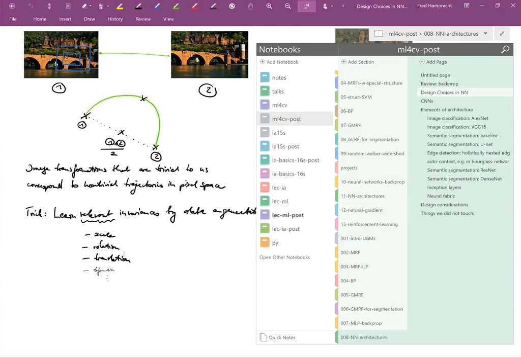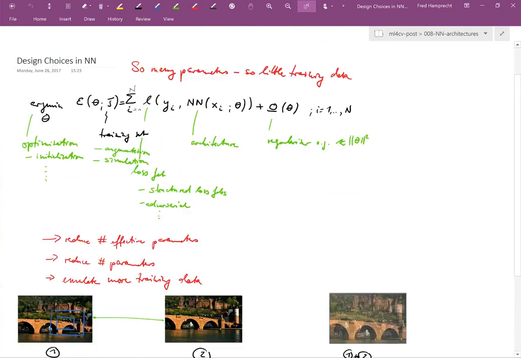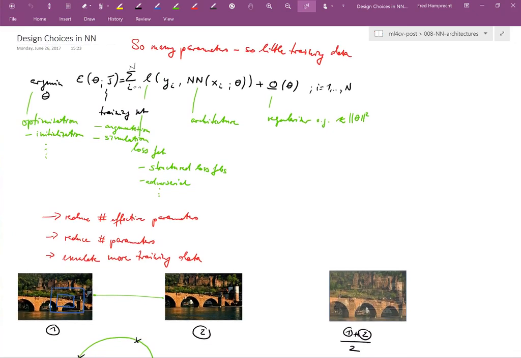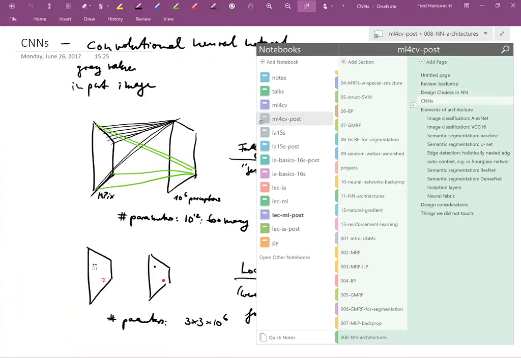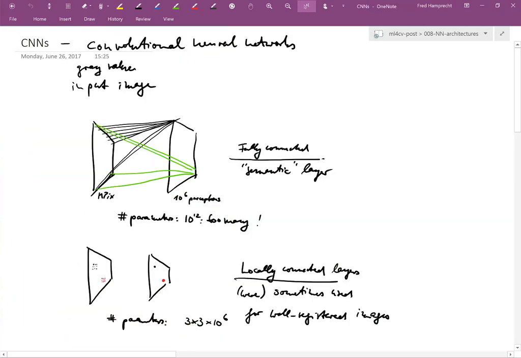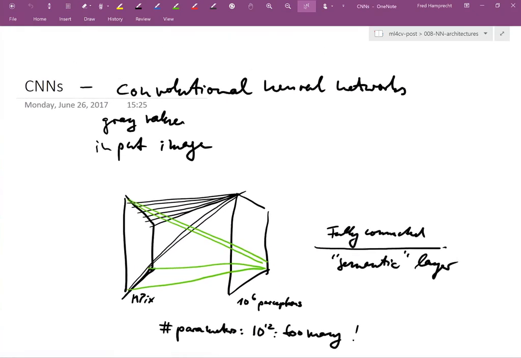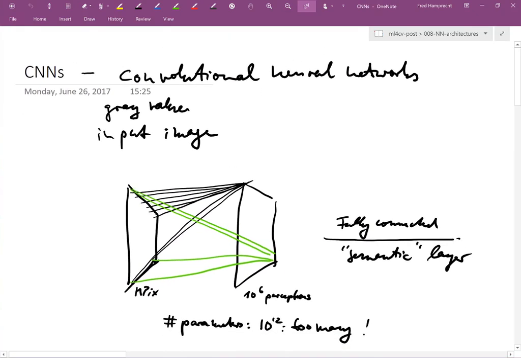Okay, so those are some of the many design choices in neural networks that I've mentioned. And today let's talk about architecture. In computer vision, the neural networks that are really being used are convolutional neural networks. And I want to explain why they are so popular.